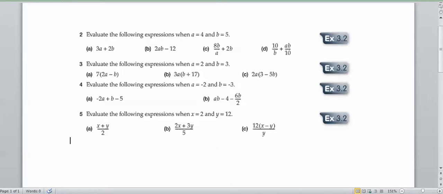Evaluate the following expressions. So we're doing question 2, when A is equal to 4 and B is equal to 5. So wherever you see an A, you just have to substitute it in, and the same with B. Now, I'm sure most of you should be okay. I'm going to do 2A for you here. Well, let's pick a harder one. Let's do C actually.